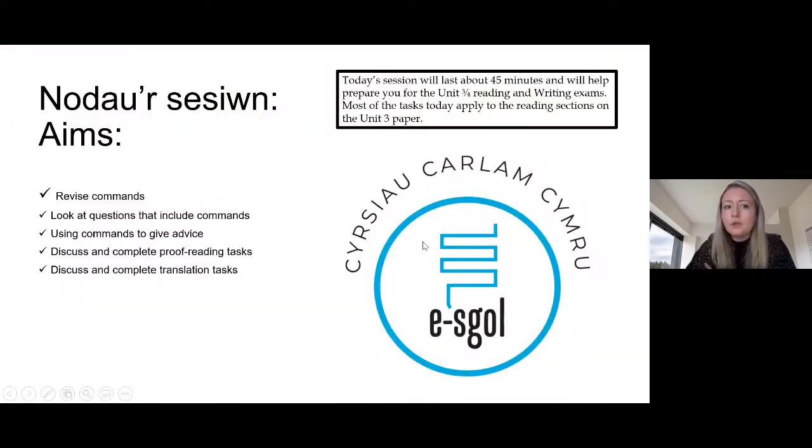So nod y sesiwn heddi, the aims of the session today: we're going to revise commands to start, because commands come up in both translation and correction tasks at times. We're going to look at questions that may come up in both written papers that may include commands. We're going to use some commands to give advice, and then we're going to discuss and complete both proofreading tasks and a translation task as well. Okay, so let's have a look.